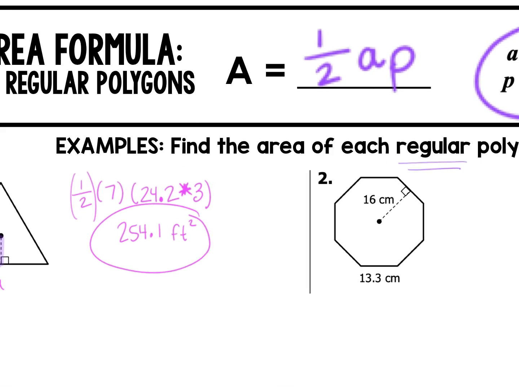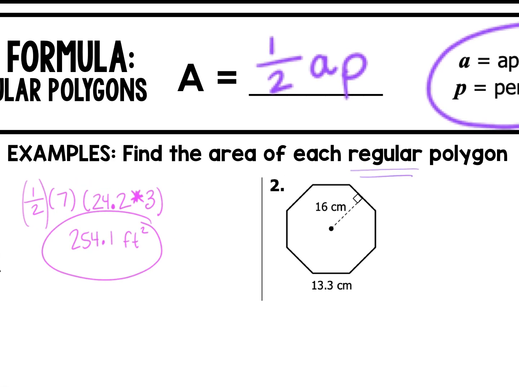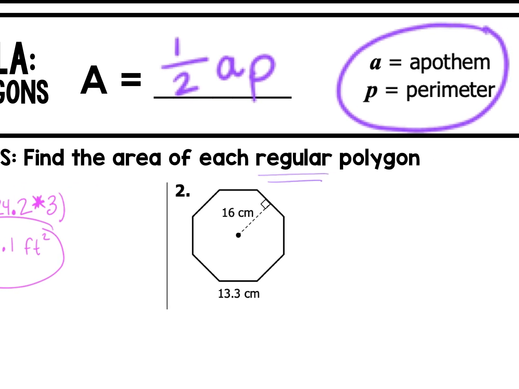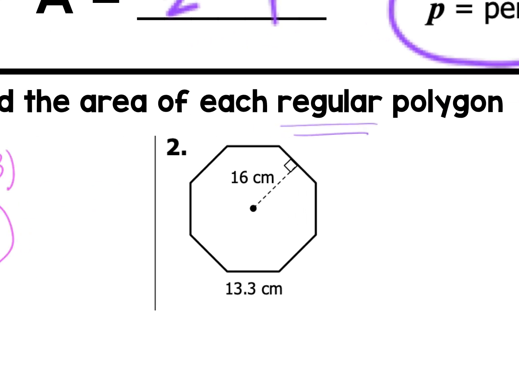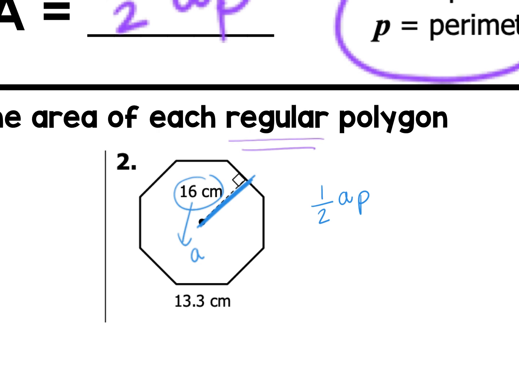On the next one, it's another regular polygon, so all the sides are the same. It looks like, again, they give us all the information we need. So we're just going to do 1/2 times the apothem times the perimeter. So this 16 is my apothem. It's the distance from the center to the middle of one of the sides. So my apothem is 16. So we're going to go 1/2 times 16 times the perimeter.